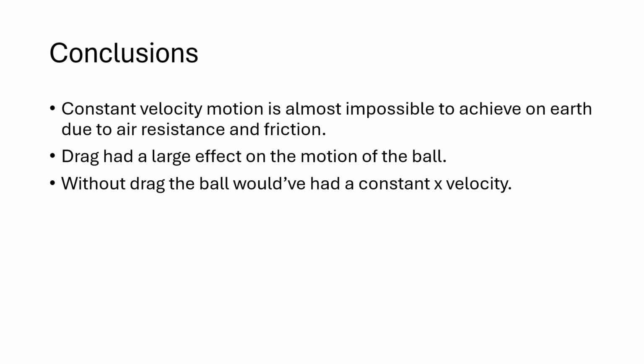Conclusions. Constant velocity motion is almost impossible to achieve on Earth due to air resistance and friction. Drag had a large effect on the motion of the ball. Without drag, the ball would have had a constant x velocity, which was not present.